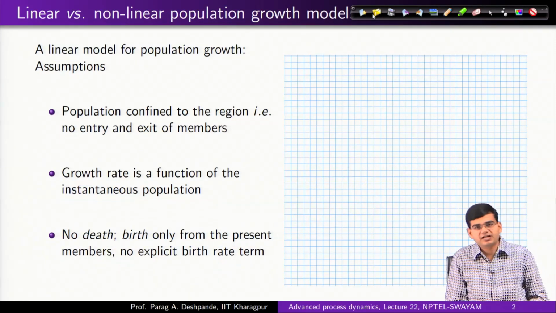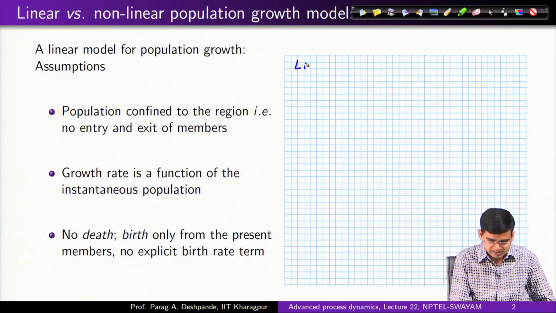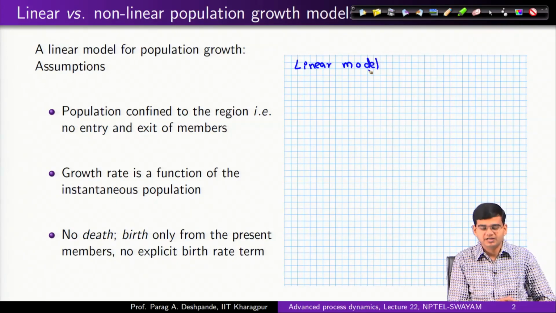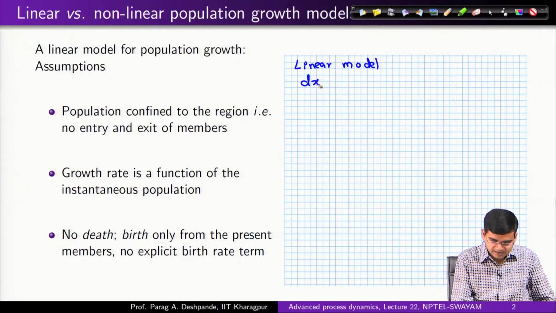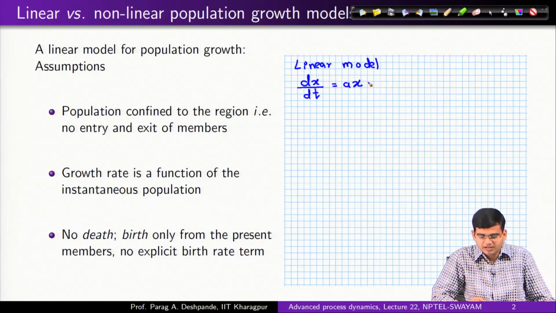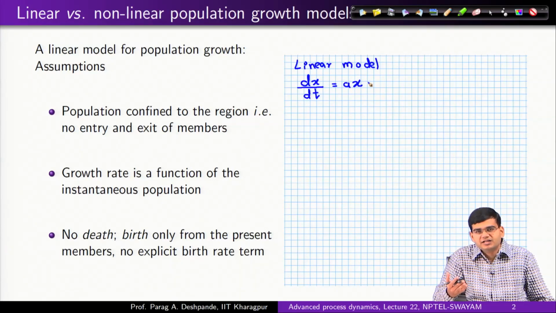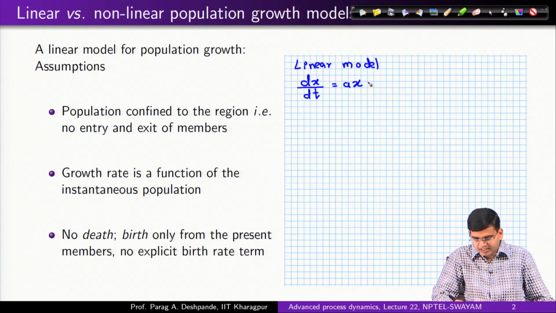So, I have currently my linear model. My linear model is dx by dt equal to a x. Now, after understanding the dynamics of linear systems so well, can I look into this equation and try to understand what can be the possible problems with this particular model? Well, in fact, I do.